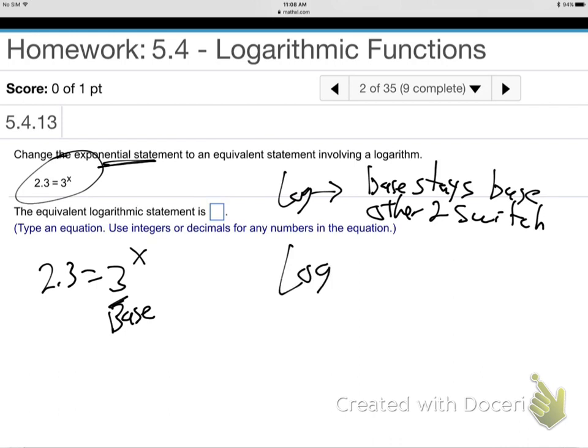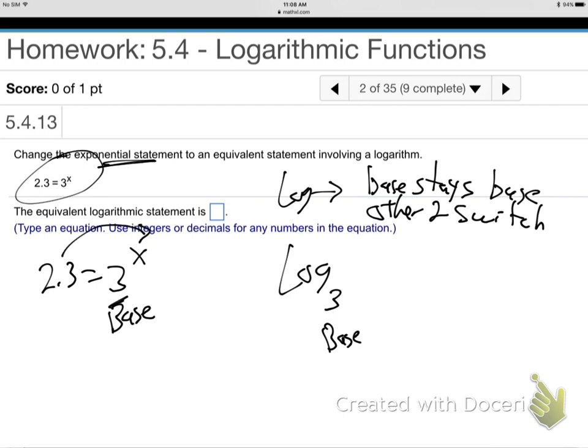So you write log. Log statements always have a number that's lower down. That's the base, because that's what bases are, right? They're the bottom of something. Base of a table is the bottom of the table. So that's the base number right there. So the base stays the base, which means the lower down number will continue to be the lower down number. So no change there. Base stays the base, other two switch.